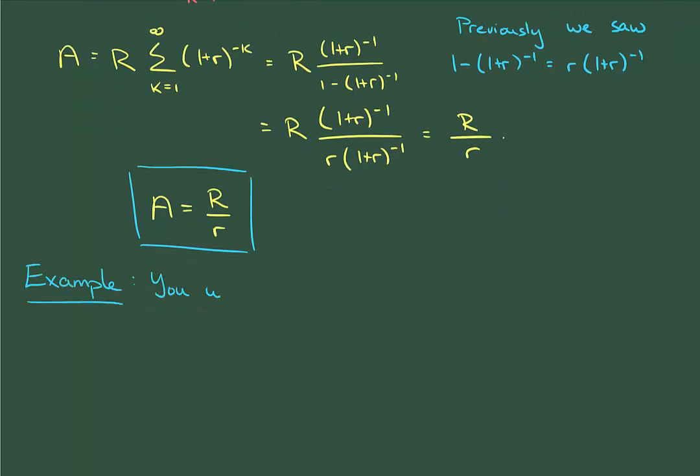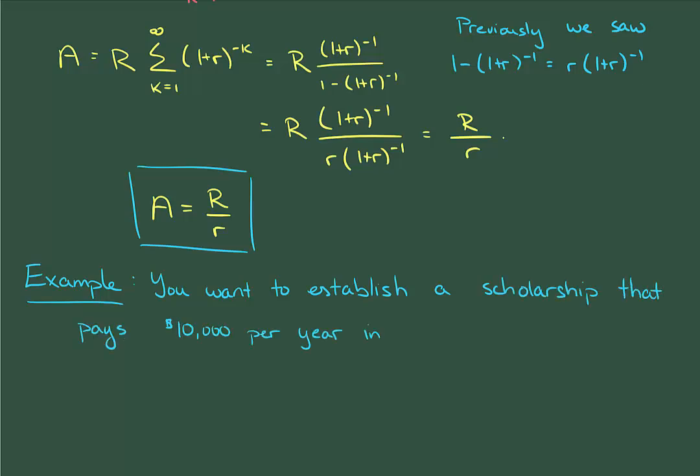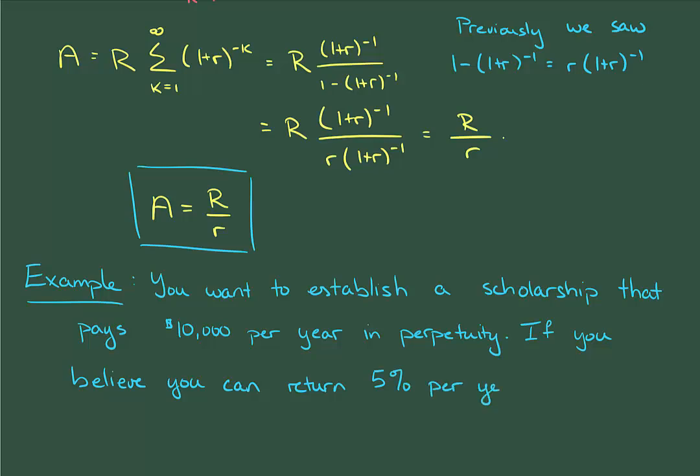All right, as an example, let's suppose that you want to establish a scholarship, and let's say that it pays out $10,000 every year in perpetuity, that is, forever. You invest the money and you believe that you can secure a return of 5% per year to fund the scholarship. How much must you invest?